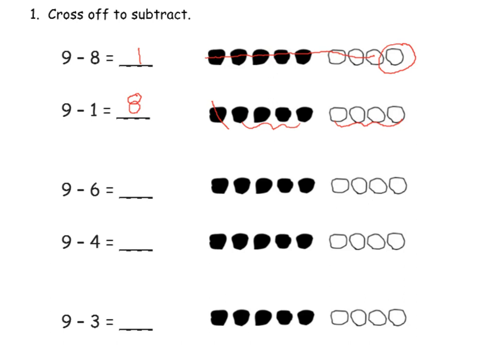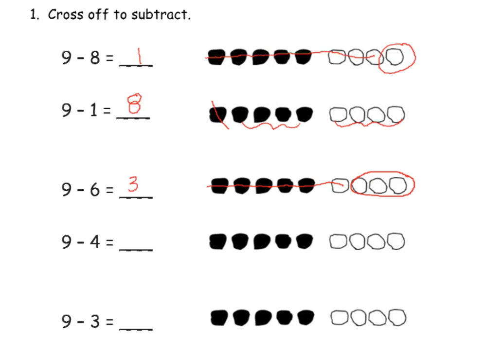The next problem is 9 minus 6. So an efficient way to cross off 6 beads would be to cross off the first 5 red beads and 1 more bead, since I know that 5 and 1 make 6, and that leaves me with 3 white beads. So 9 minus 6 is 3.